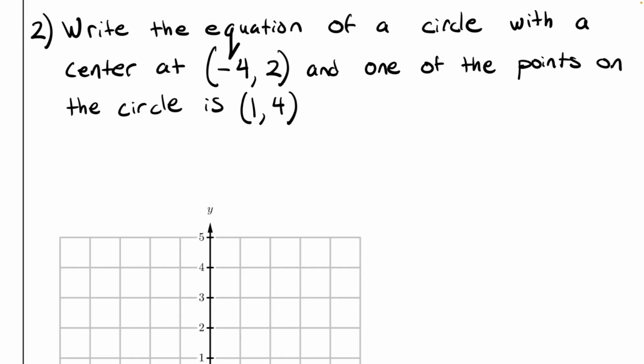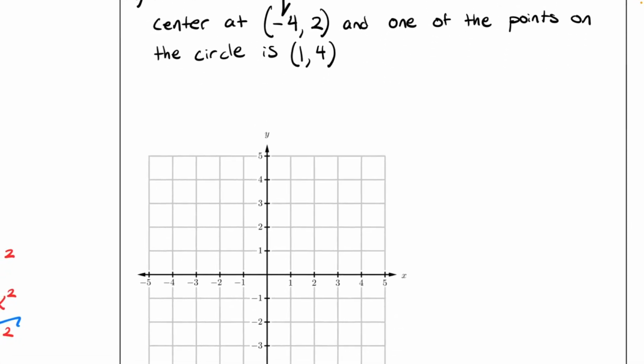So I am going to graph this one for you guys so you can kind of visualize what's going on. I will not be giving you a graph on the actual homework, though, for this type of question. You have to do it without any sort of graph. All right, so center's at -4, +2. There's the center. I'll label that one as the center. And one point on the circle is 1, 4. So 1, 4 up here, that is on the circle.